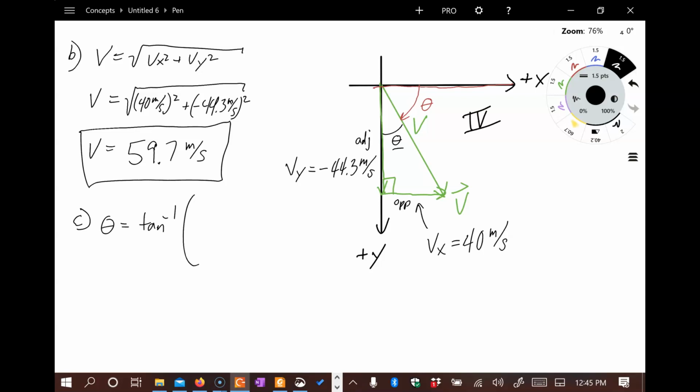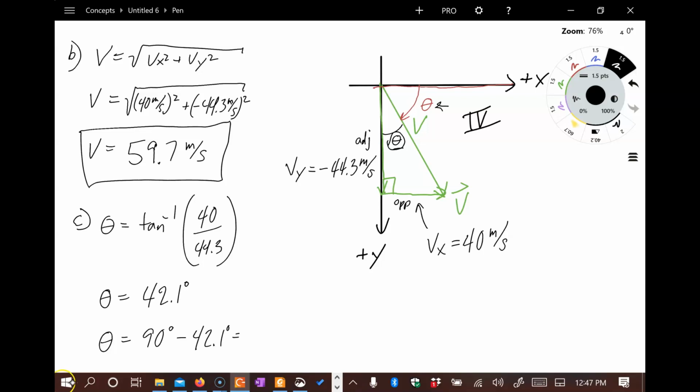And here's your adjacent. Remember, I'm going to ignore all the signs and units, just drop them in there. And so opposite, 40, divided by adjacent, 44.3. Put that into your calculator and we'll get an answer. So we just figured out this angle, but the one we want is the one below the horizontal. So all we need to do now is take the complementary angle here, 90 minus 42.1 degrees, and that is 47.9 degrees, and that is our direction below the horizontal of the final velocity vector.